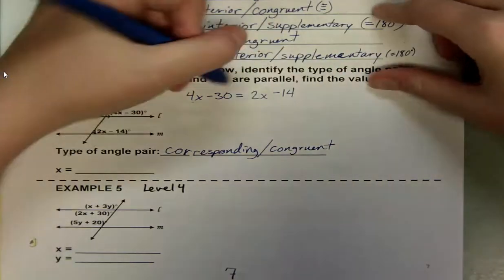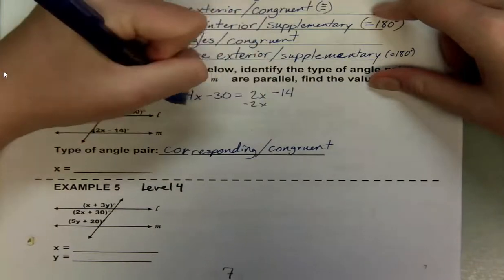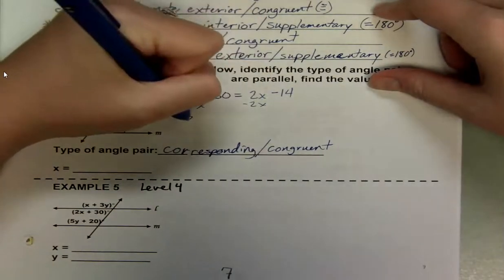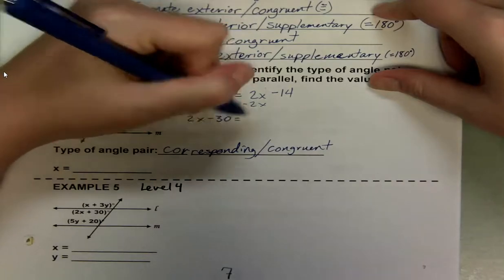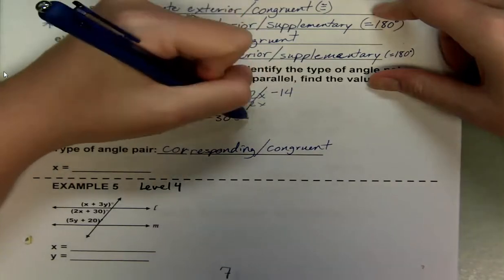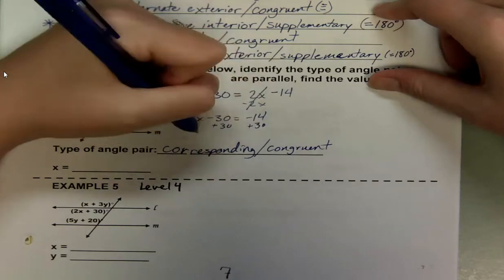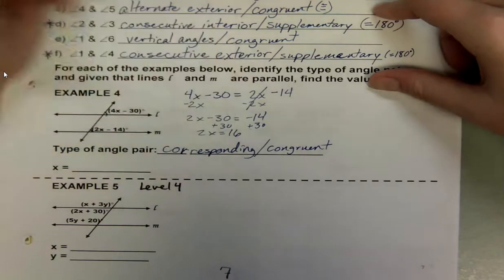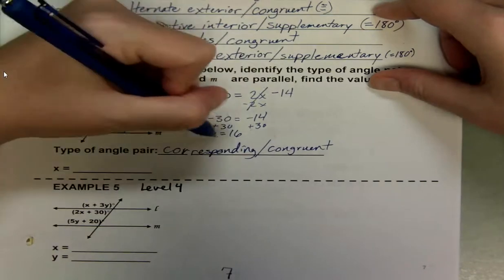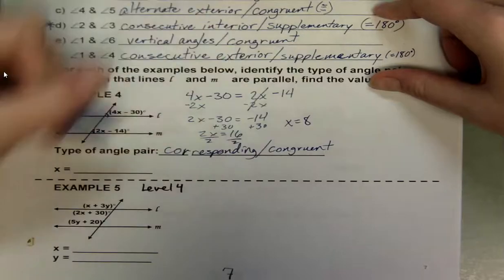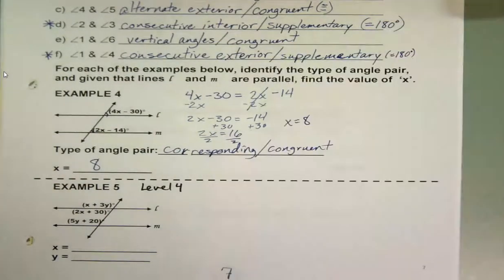Okay, so we're going to subtract 2x on both sides, add 30, and divide. So x is going to equal 8.